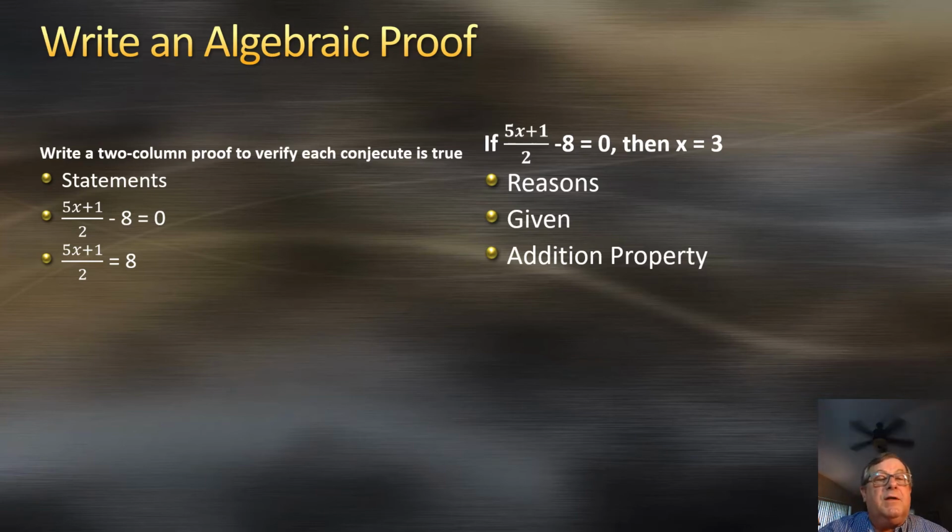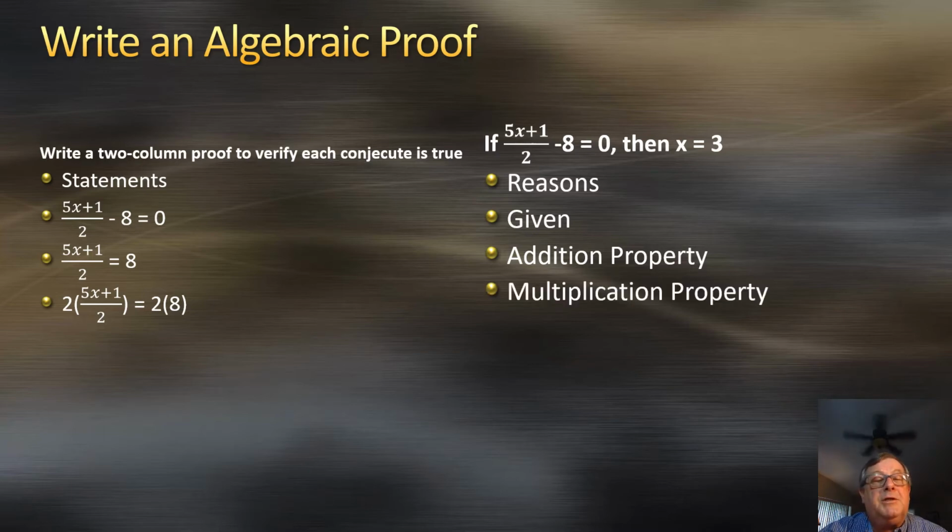Now, if I'm solving this, the next thing I'm going to do, since I have (5x + 1)/2 on this side, is multiply both sides of the equation by 2. And so now I have 2 times (5x + 1)/2 = 2 times 8. And of course, that's the multiplication property. Now here's one that gets thrown at us a little bit. We're going to go ahead and execute this command. And once we do, we now have 5x + 1 = 16. So what we did here is we wrote it using the multiplication property, and then we performed that operation, and we call that substitution.